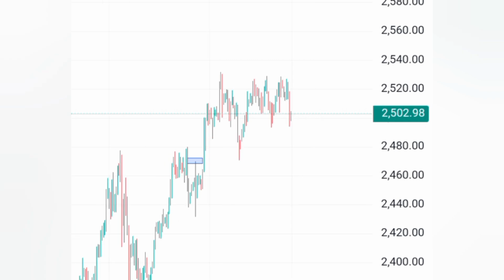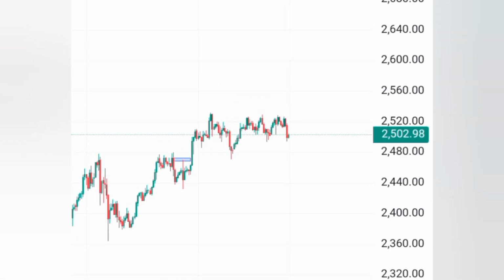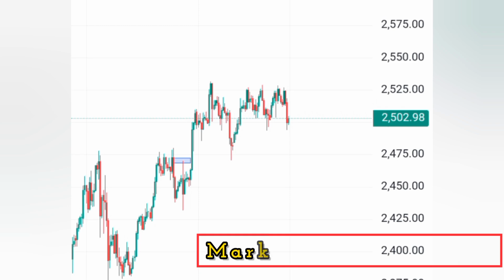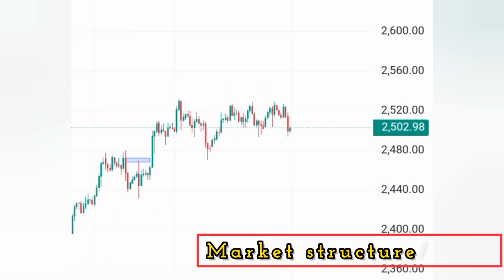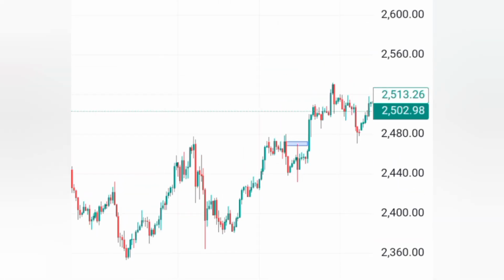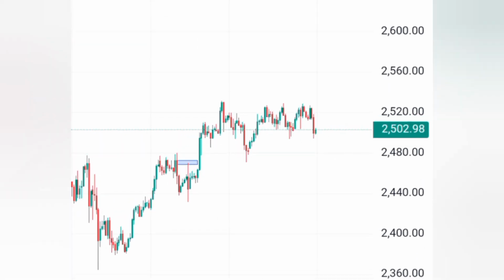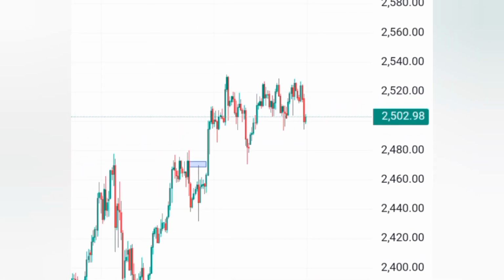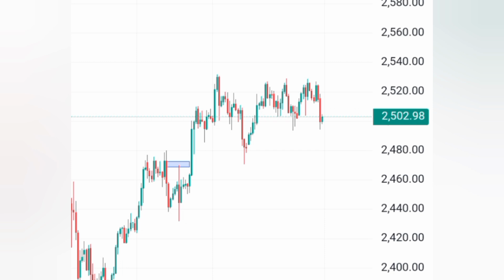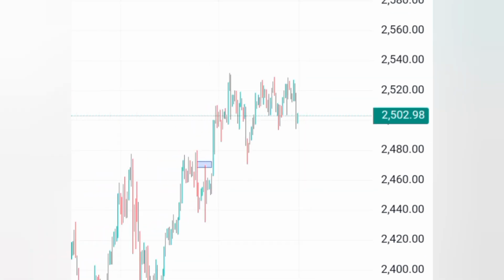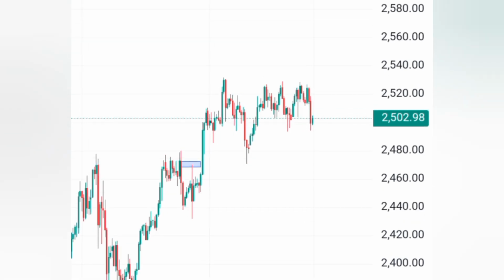Now this one, I always told you, we must do what? We must always look at the market structure, the market bias. Where is the market trading? Is it bullish? Is it bearish? Or is it in a range? That will help us at least to know where to place our trades, where to draw our order blocks, and where to find fair value gaps, provided they are in accordance with the market direction.